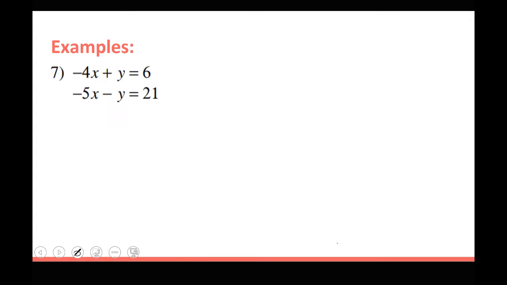All right, let's look at one where one of the variables is not already solved for. So you get to pick. You can solve for x or y. In this problem though, I'm going to try to find the easiest thing to solve for. So I think that would be this y. It's positive, it doesn't have a coefficient, it should be pretty simple. So I'm going to change this equation. I'm just going to rewrite it to start off with.